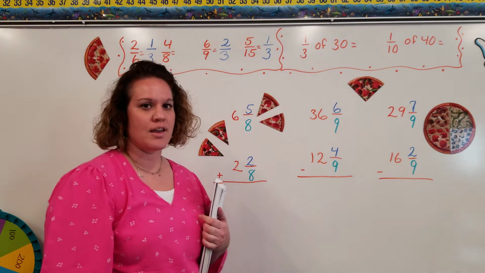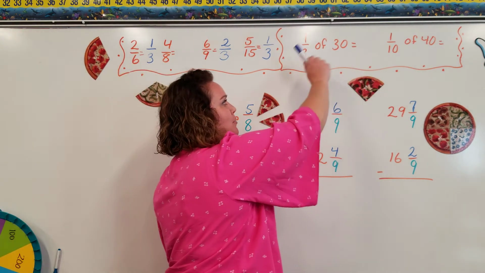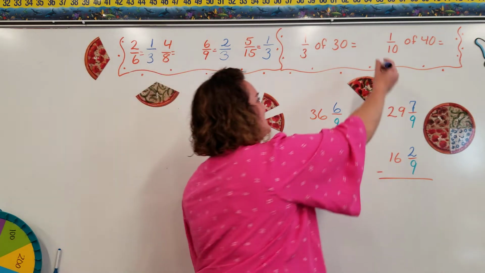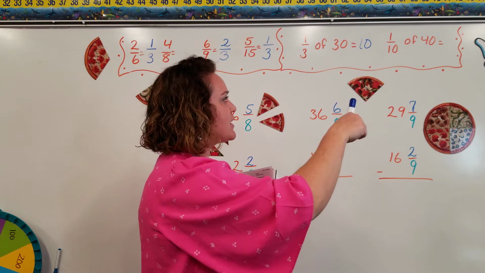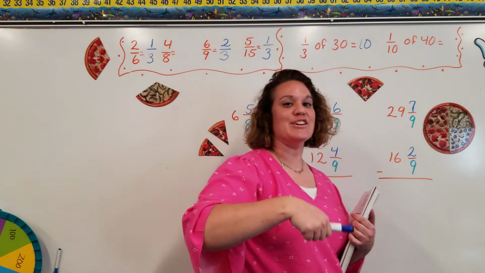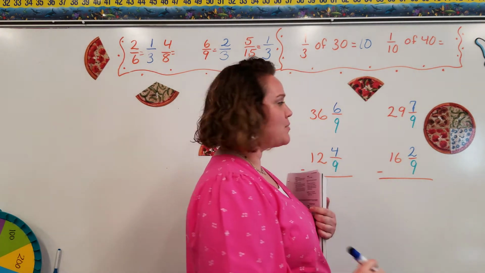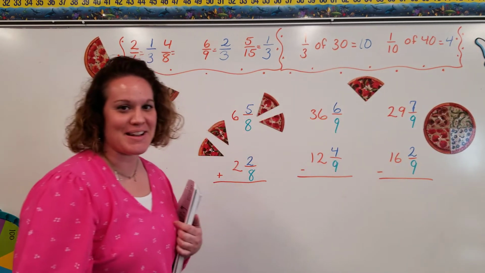1/3 of 30. You're thinking about this, that you are dividing 30 by 3. 30 divided by 3 is, yes, it's 10. I can tell you're working on those skills. Let's go to our next one. 1/10 of 40. Again, you're dividing 40 by 10. 40 divided by 10 is? I hope you got the same answer I did.